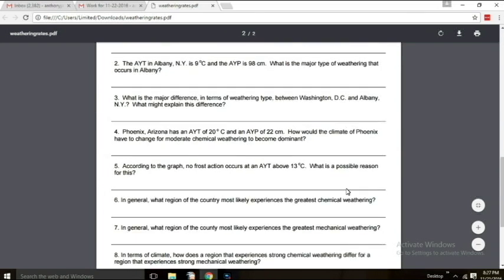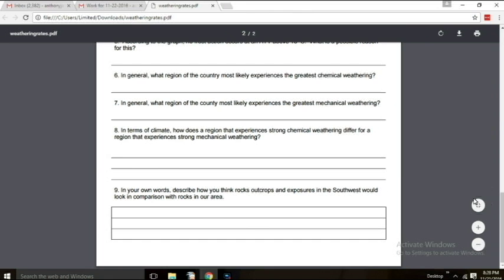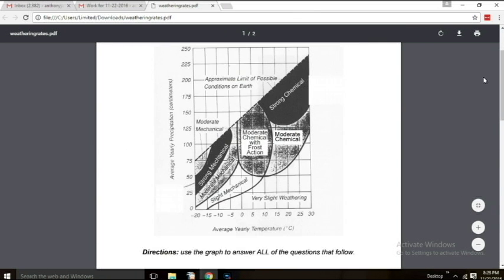Alright? And then there's really just a couple questions on the back. Not all that difficult. This will count as an entire lab.